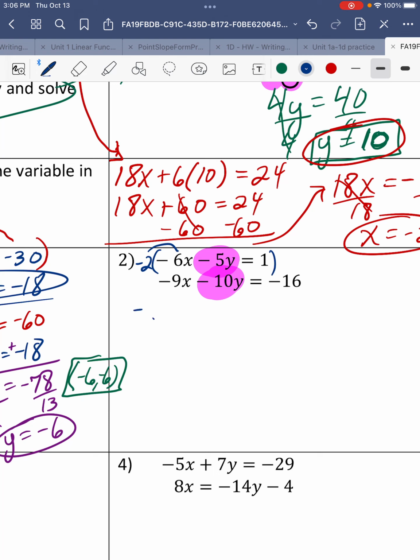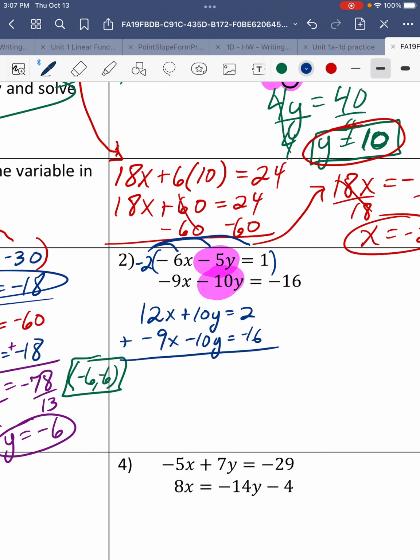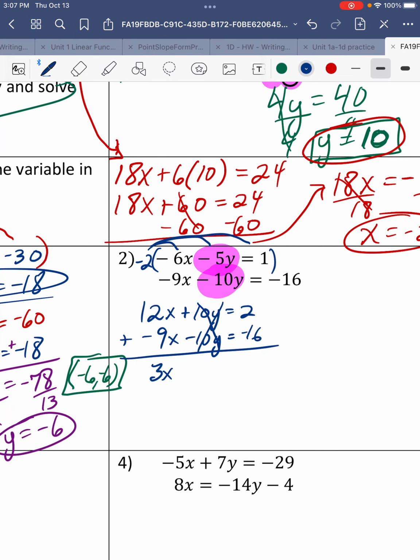And what that's going to do is give me negative 12, positive 12x. Negative times a negative is a positive. 10y equals 2. I have a negative 9x minus 10y, right down the bottom equation. I'm going to add vertically. So you get 12x plus negative 9x is 3x. 10y plus negative 10y cancel out. 2 plus negative 16 is negative 14.